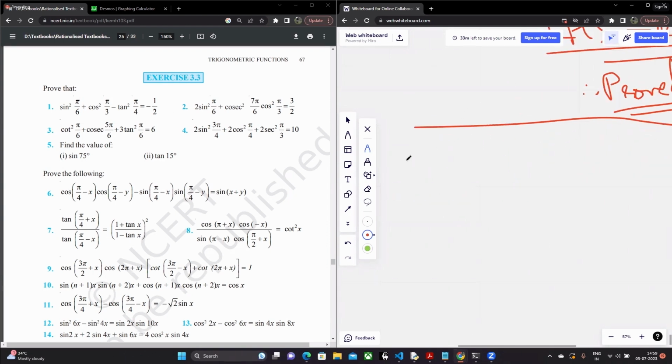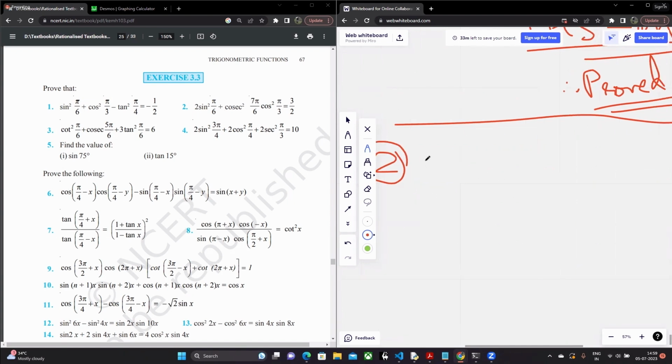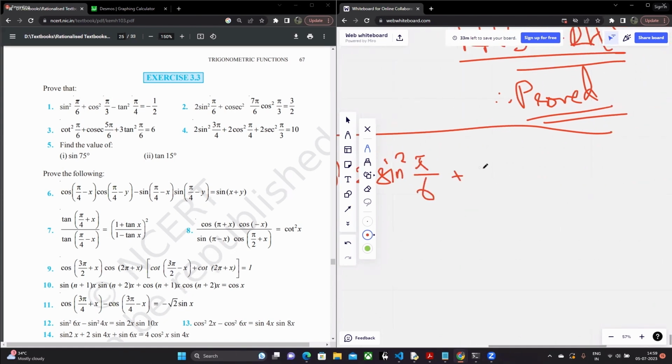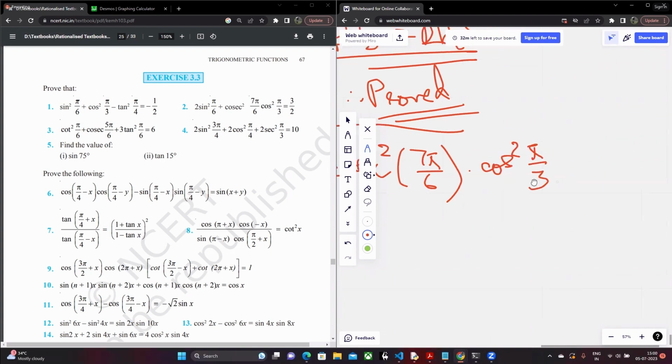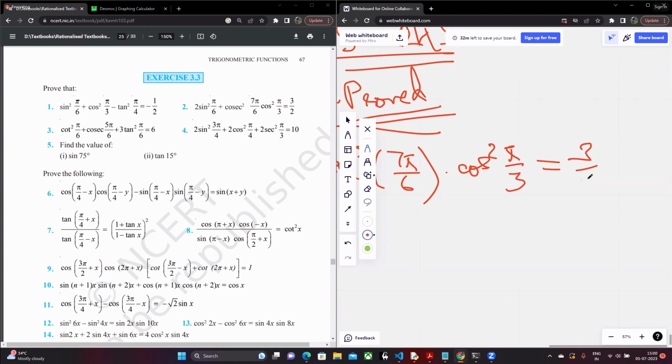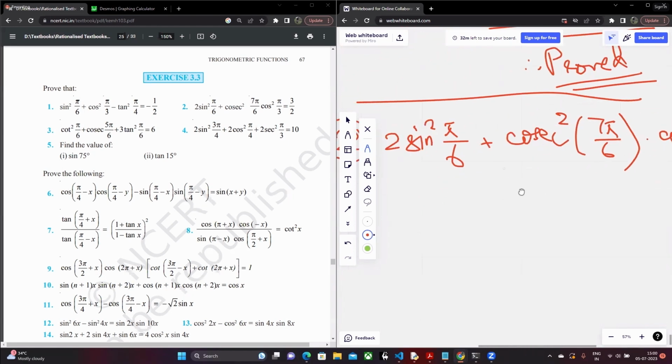For example, you can see that in the second question. I mean, not really, because 7 pi by 6 is again almost a standard angle, but yeah, right? Question number 2 states: 2 sine squared pi by 6 plus cosecant squared of 7 pi by 6 into cos squared of pi by 3 is going to be equal to 3 by 2. Right? That's what they've given.